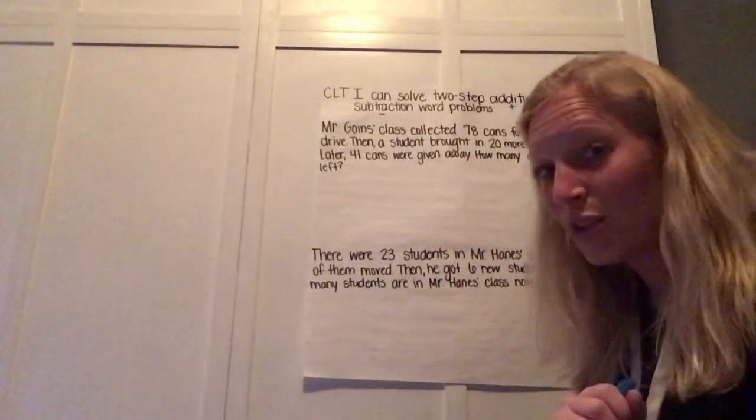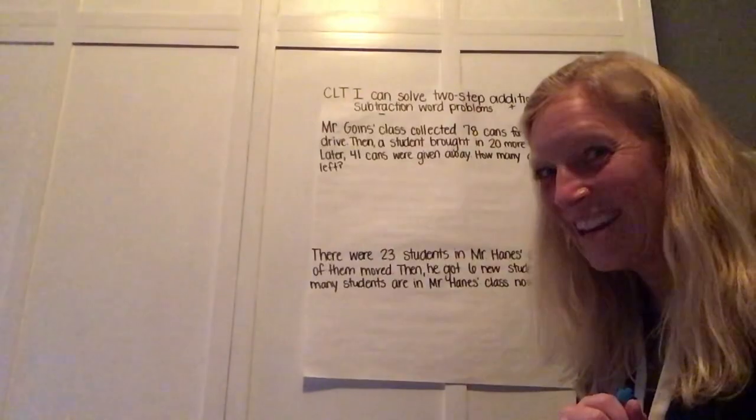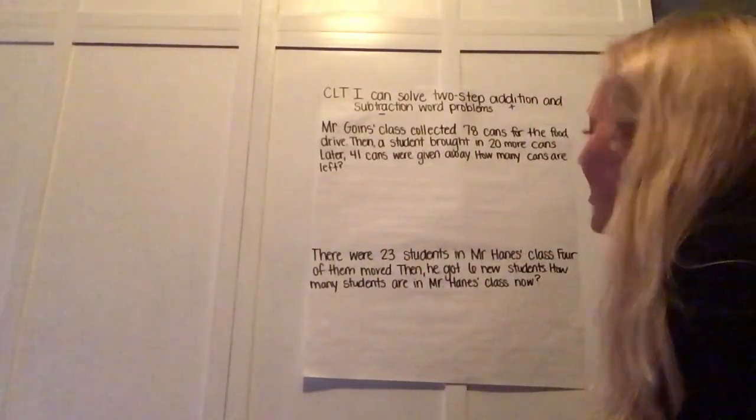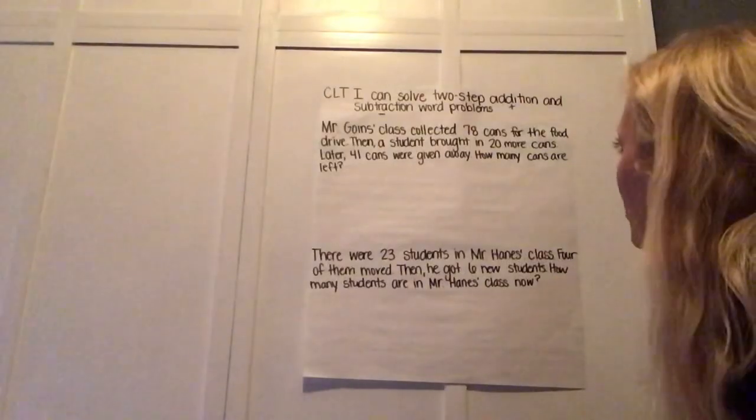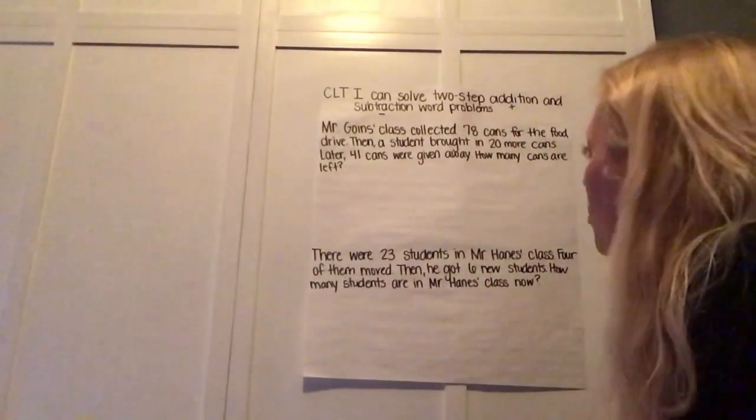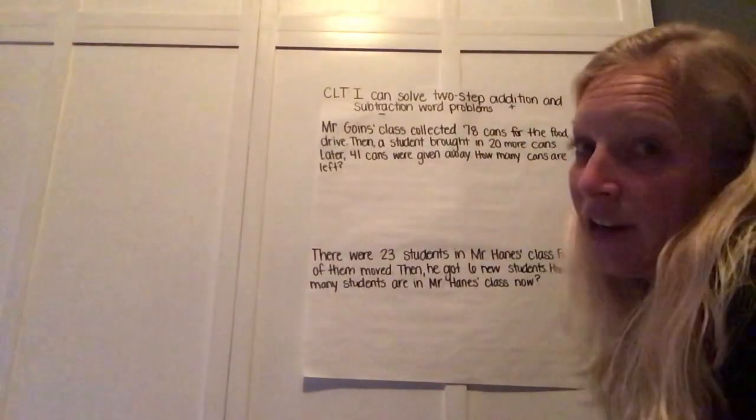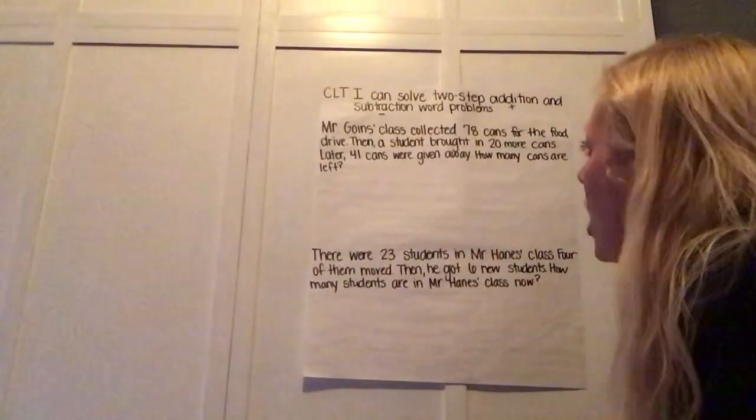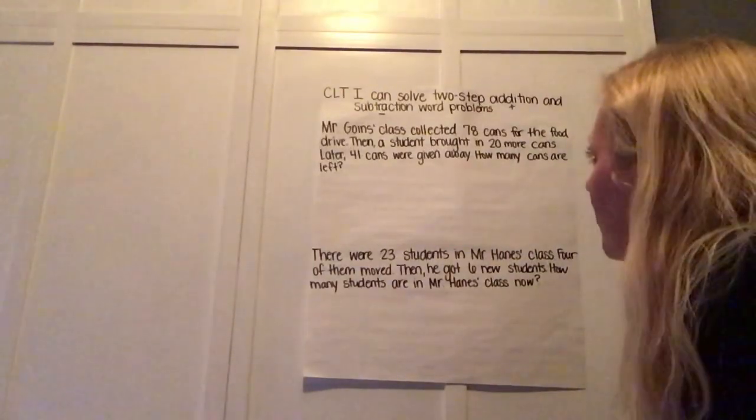Let's take a peek at this first problem, and we're going to jump right in and get started. Mr. Gowen's class collected 78 cans for the food drive. Then a student brought in 20 more cans. Later, 41 cans were given away. How many cans are left?